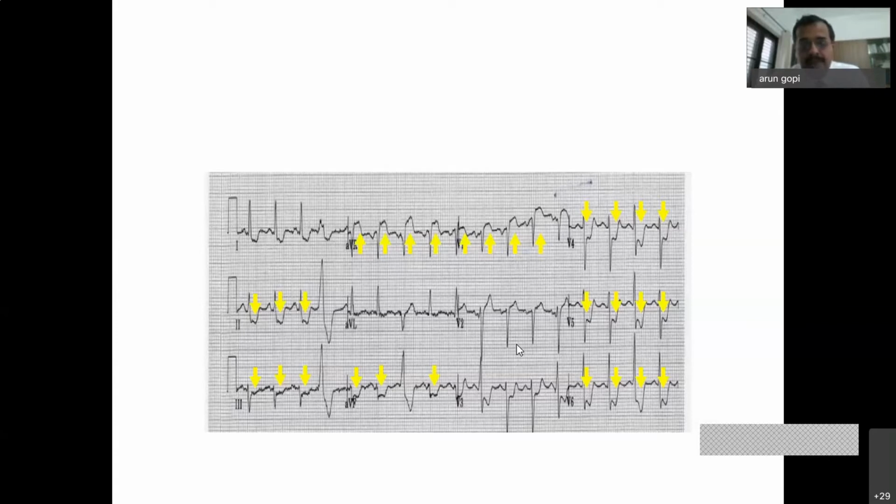If you have everything which looks like a sinus rhythm, a normal P wave followed by a normal PR segment and a normal QRS, and the heart rate is less than 60, it indicates sinus bradycardia.